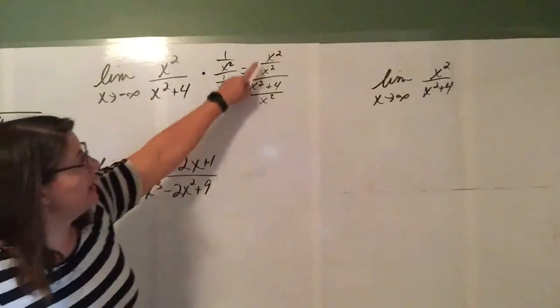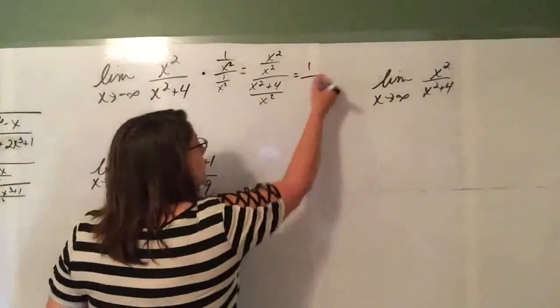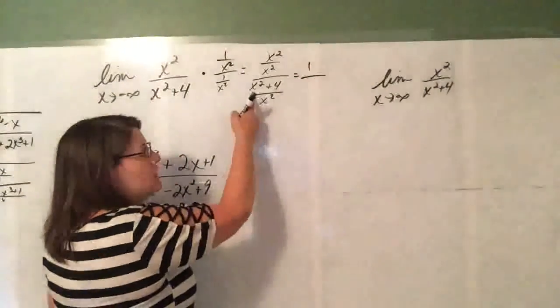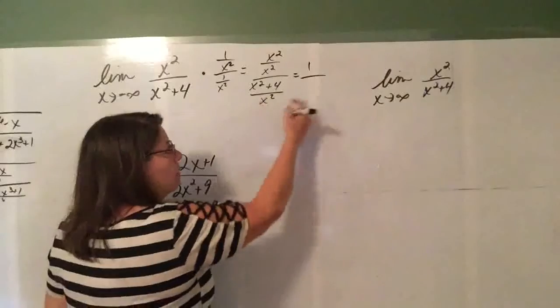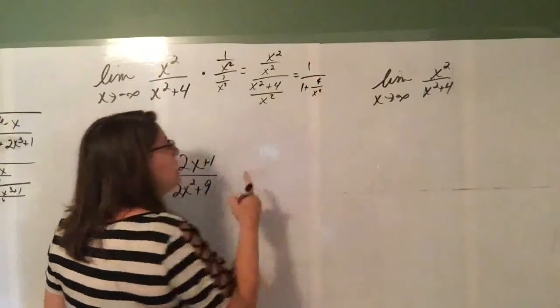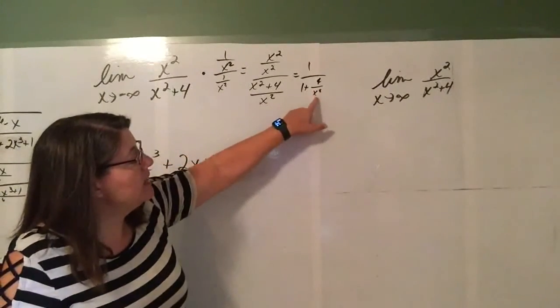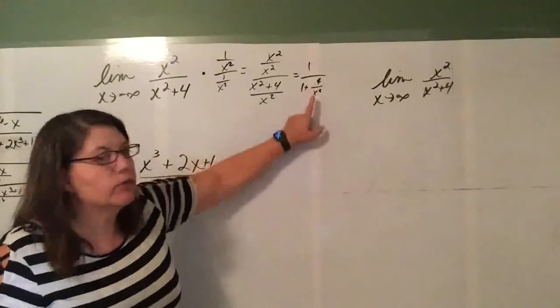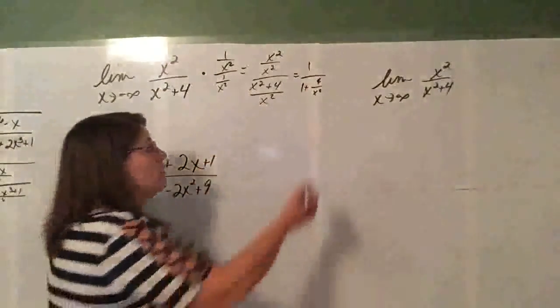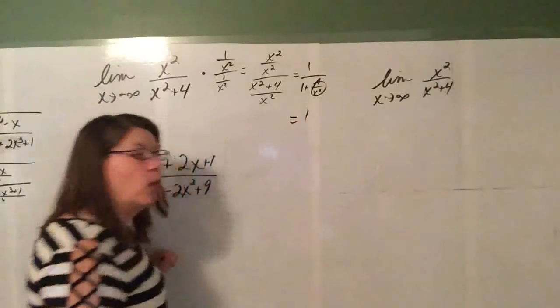So with this, if I go ahead and divide that, x squared over x squared, well, that's just 1. And then I divide this into each individual term. X squared over x squared is 1 plus 4 over x squared. Well, now if I plug infinity or negative infinity in, negative infinity squared is infinity. So 4 over infinity approaches 0. So this part approaches 0. So we end up with 1 over 1, which is 1.